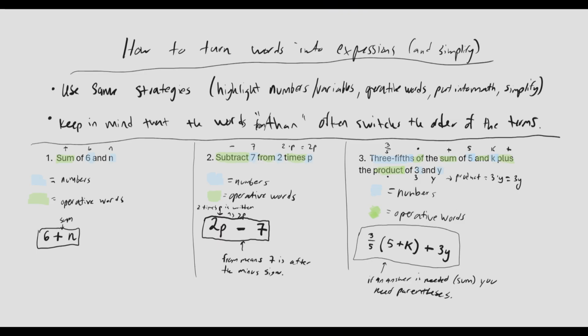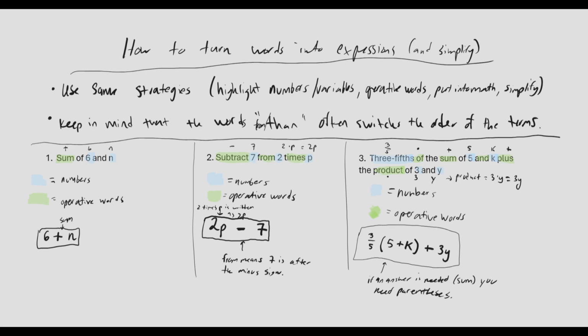Well, let's see how we translate the words in math. You're going to use the same strategies we learned in previous videos. We're going to highlight the numbers and variables, the operative words, put them into math terms, and simplify. Keep that in mind as you read these: when you see the words "from" or "than," it flips the order around, especially when you're saying things like "subtracting from" or "less than." It'll switch the order of the terms.